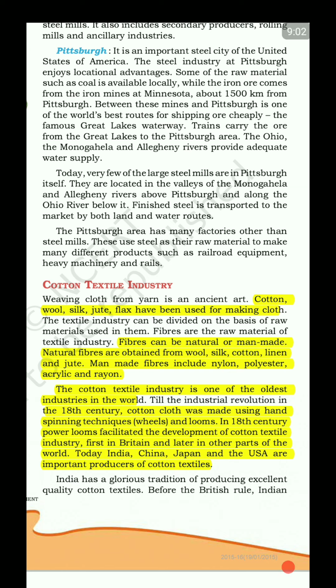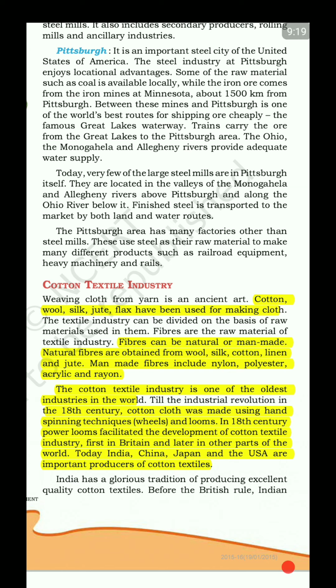Okay? And the man-made fibers include nylon, polyester, acrylic, and rayon, right? The cotton textile industry is one of the oldest industries in the world. We've been using this for so long, oh my god.